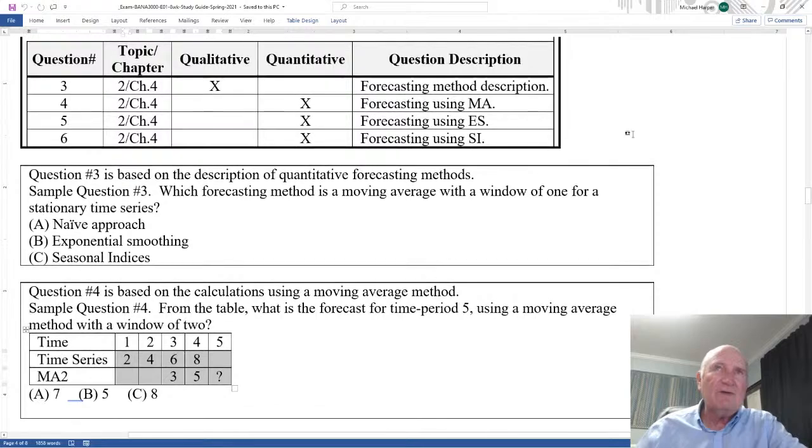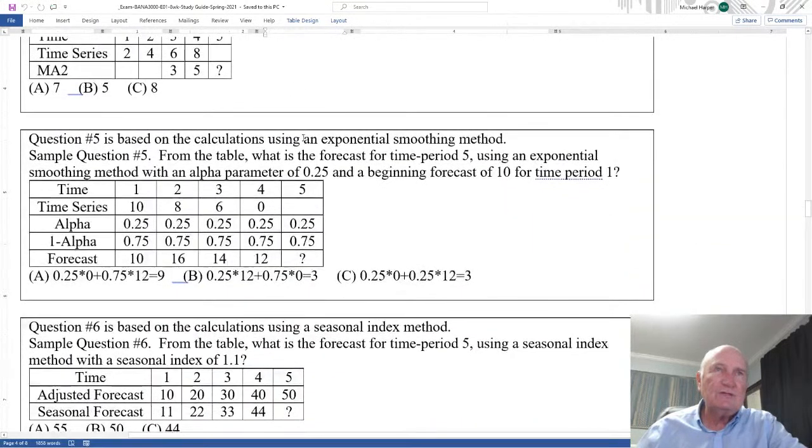Question 5. Now 5, 6, and 7 are quantitative. So let's do question 5. Question 5 is based on calculations using the exponential smoothing method. Sample question: from the table, what is the forecast for time period 5 using the exponential smoothing method with an alpha parameter of 0.25 and a beginning forecast of 10 for time period 1? So here's a forecast of 10 for time period 1.